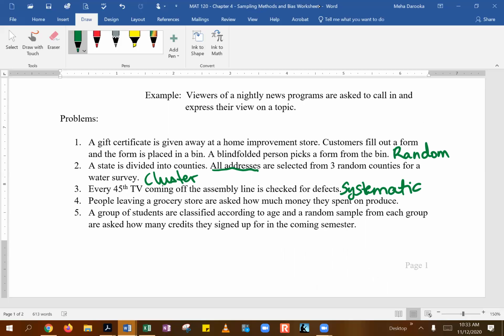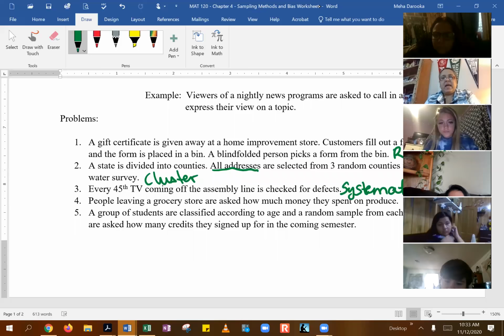Okay, number 4, people leaving a grocery store are asked how much money they spent on produce. So people leaving a grocery store are being asked how much they spent on produce. So random, systematic, stratified, cluster, convenience?